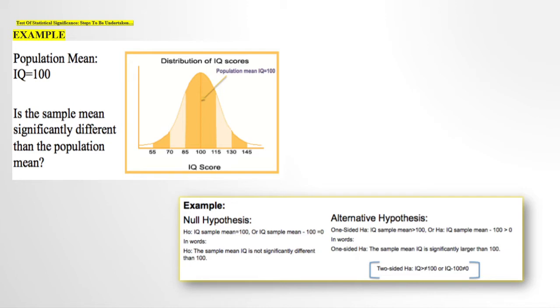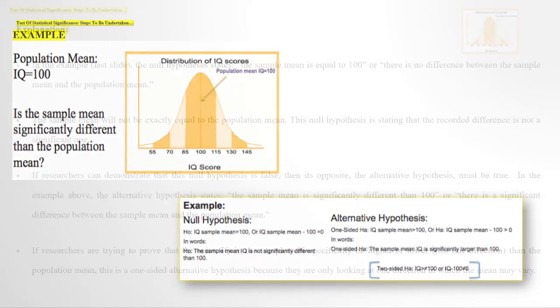The alternative hypothesis, if it is a one-sided alternative hypothesis, will say that the IQ sample mean is greater than 100, or the IQ sample mean minus 100 is more than 0. In other words, the one-sided alternative hypothesis says that the sample mean IQ is significantly larger than 100. If it is a two-sided alternative hypothesis, it will say that the mean is either less than 100 or larger than 100, taking both sides. This is what is being shown here.